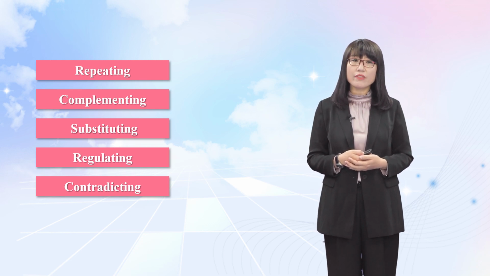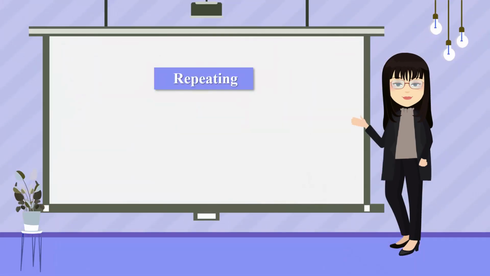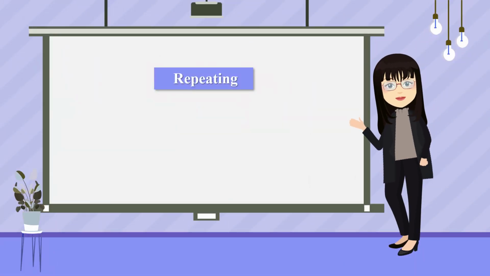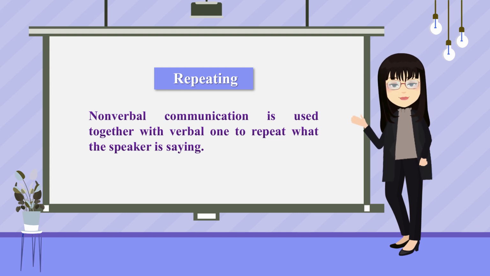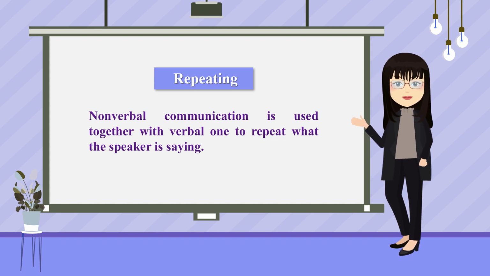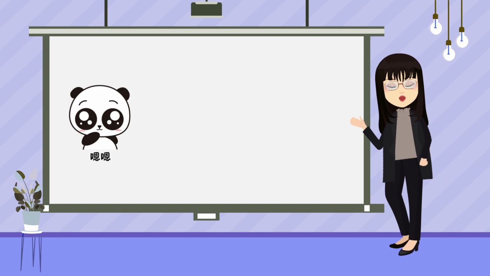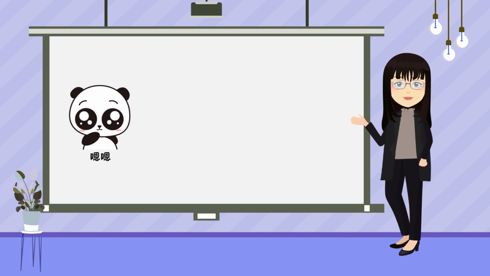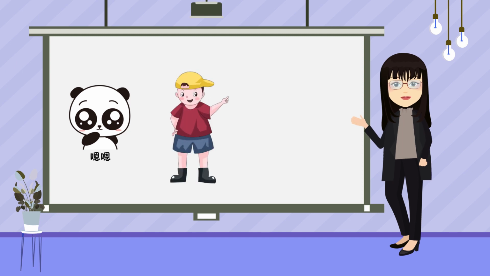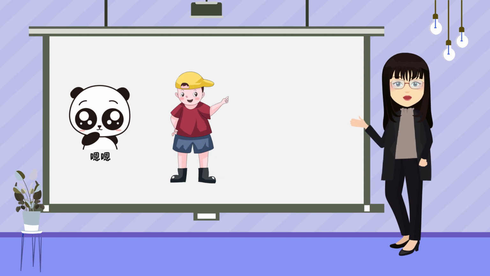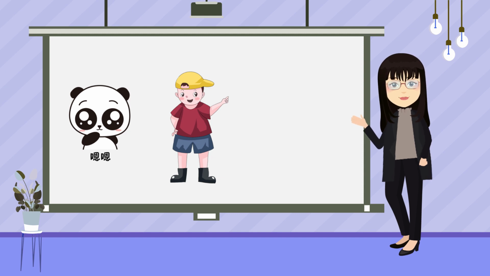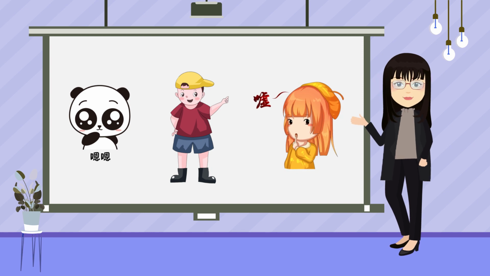First function of nonverbal communication is repeating. In this case, nonverbal communication is used together with verbal one to repeat what the speaker is saying. For example, when you say yes, you will nod your head. When you are giving someone directions, "turn left and then go straight ahead," you will at the same time use gestures to show directions. And when you say "quiet," you may put your index finger to your lips.